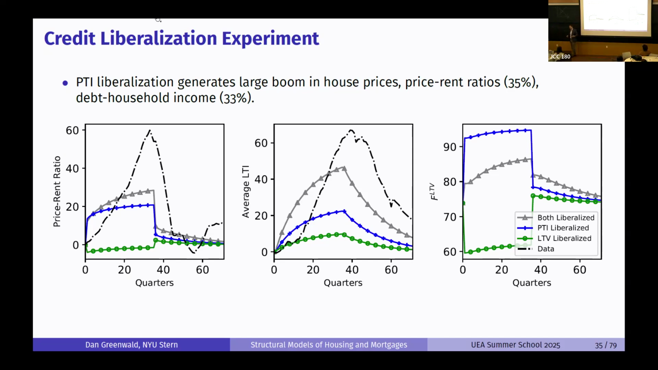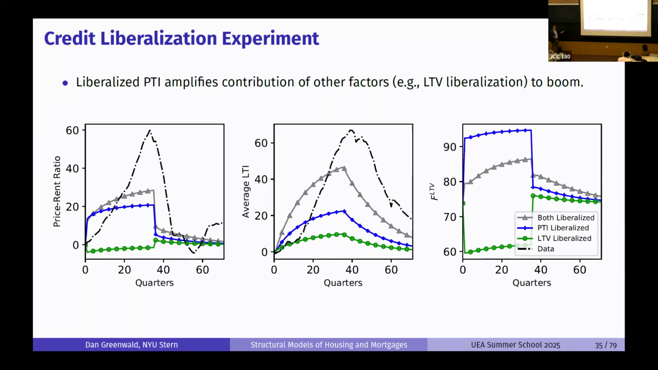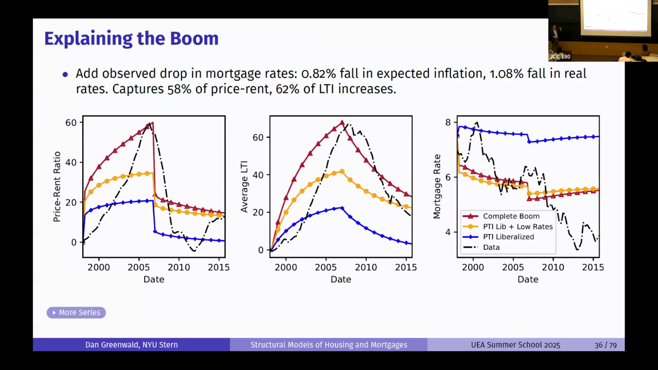So that was why I concluded that this payments income thing is really the main driver compared to the LTV. You can combine them, but I'm going to skip over that. Now, there are other things going on as well. You also have interest rates falling, and you have some other mystery meat, maybe people were just too optimistic. So I feed this in until I'm explaining the entire boom in both price rent ratio and debt growth. Okay.